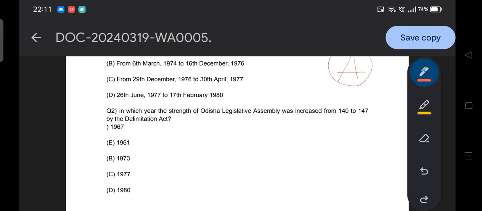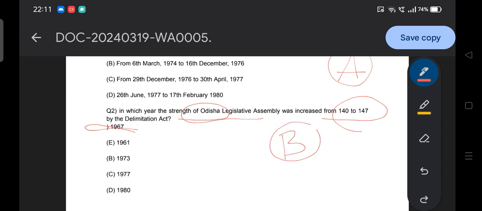Next question: in which year was the strength of the Odisha Legislative Assembly increased from 140 to 147 by the Delimitation Act 1967? Option A 61, B 73, C 77, D 1980s. So the answer of this question is 73.